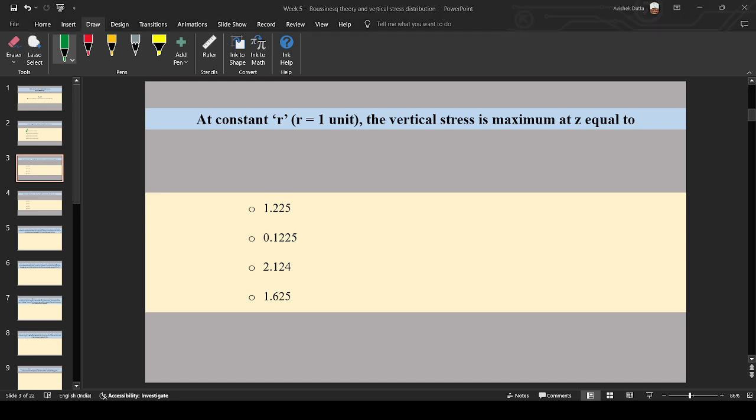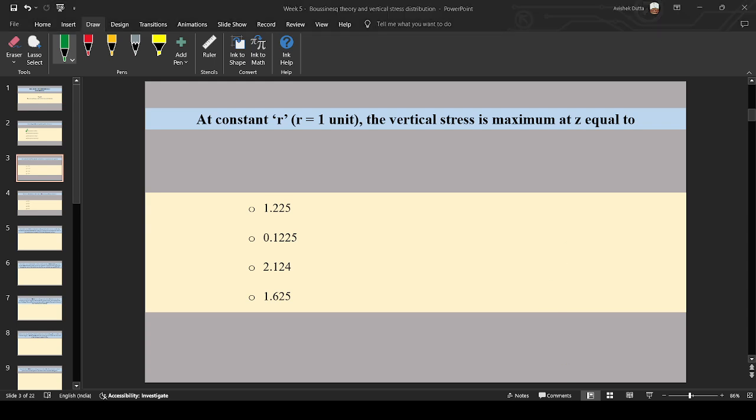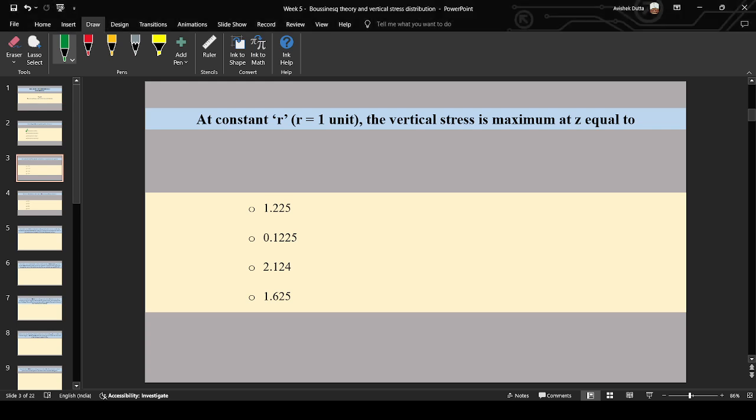At constant r, that is the radial distance equal to 1 unit, the vertical stress is maximum at z depth equal to. Any answer? Okay. So I'll first draw the diagram here. Using the formula only, it has been found out. I'll just give the concept.